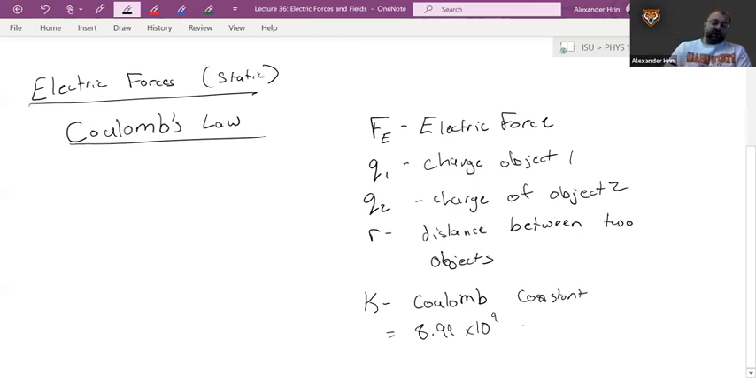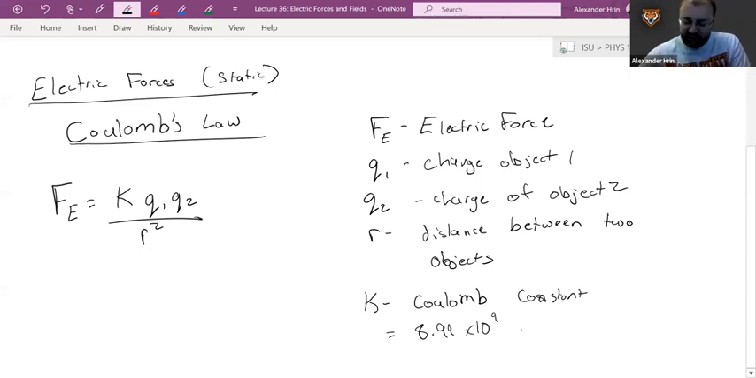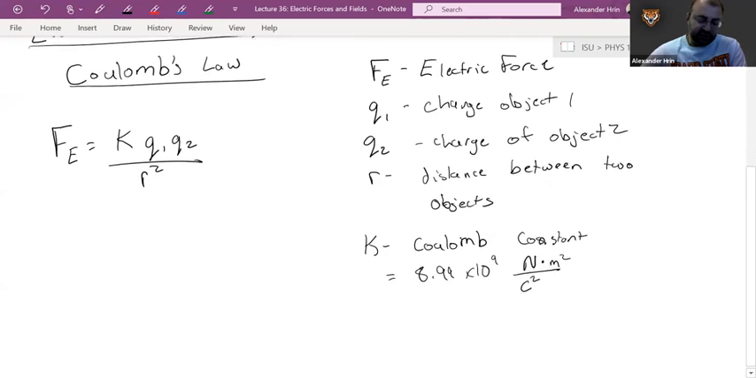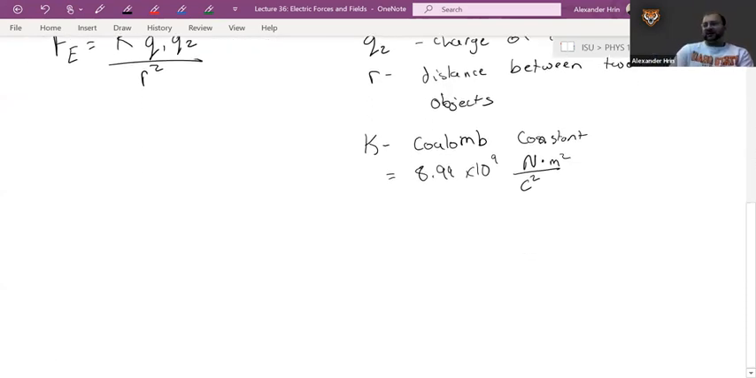We'll talk about the units, but first I'll give you Coulomb's law. We have the electric force equals Coulomb's constant times the two charges multiplied together, divided by the distance between the two, squared. The units of Coulomb's constant are newton meters squared per coulomb squared, because we want to end up with newtons on both sides, since that's the unit of force. The coulombs squared cancel, and the meters squared cancel. So that is what Coulomb's constant is.